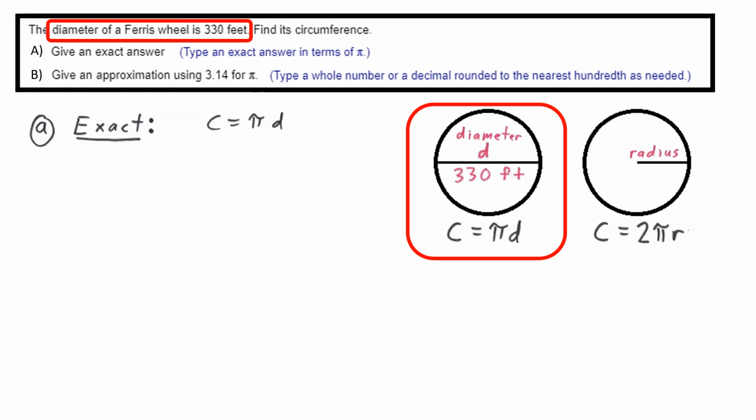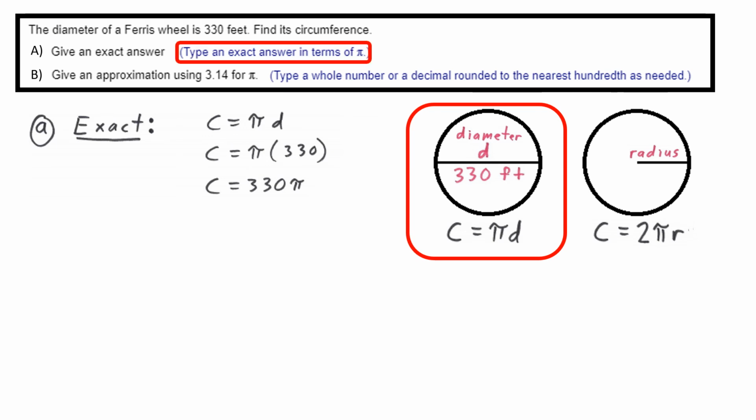And our diameter is 330 feet, so we're ready to find the circumference. The circumference equals pi times the diameter, where the diameter is 330. We can simplify. C equals 330 pi. We're told to leave our answer in terms of pi, so this expression is simplified, except we need units, which are feet. And that completes part A.